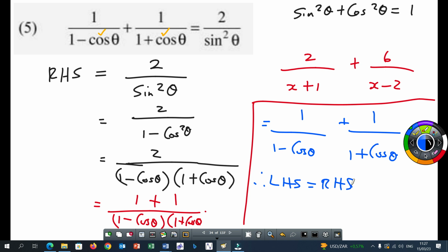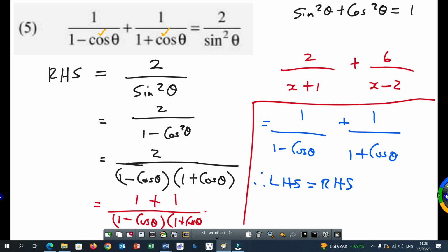What do you mean break up this one? 1 over 1 minus cos theta plus 1 over 1 plus cos theta. Okay. Alright. The best way is to take you back to algebra.